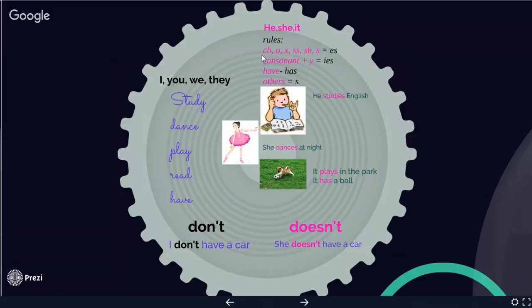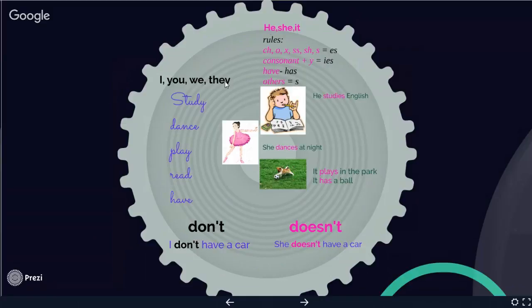For example, when the verb finishes with ch, o, x, double s, sh, and s, you have to add es. When the verb finishes with y and before it is a consonant, you have to change the letter y to the letter i and add es. When you have the verb have, you have to change it to the verb has. In other cases, when they don't follow the rules, you only add s.